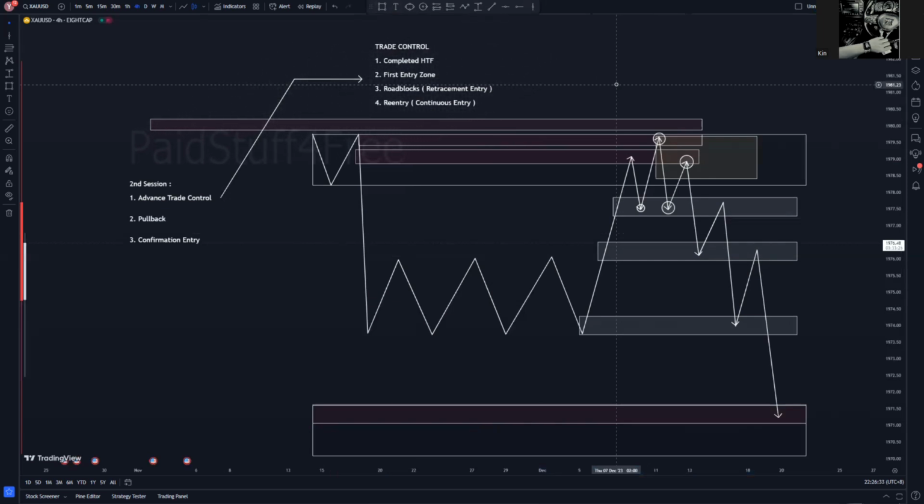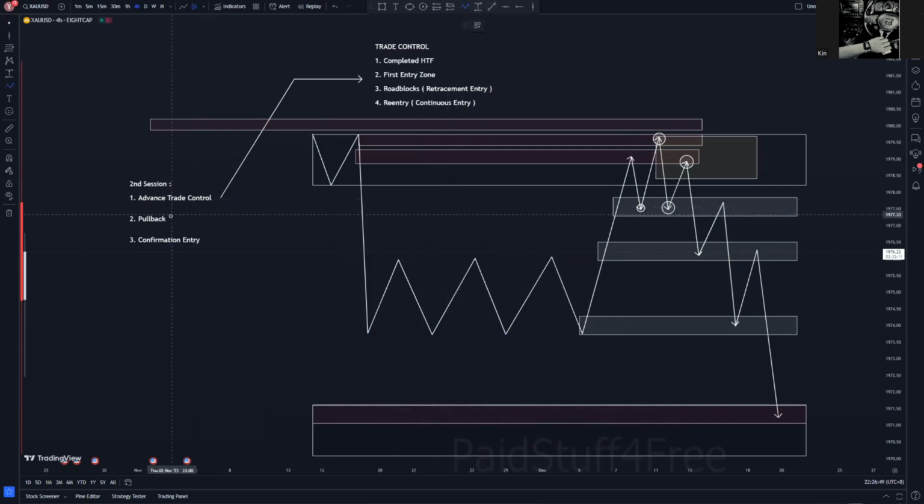So for now, is there any question? Everything is clear? All right, so if everything is clear, we're going to get into our next topic before we go to the chart, which is about the pullback.